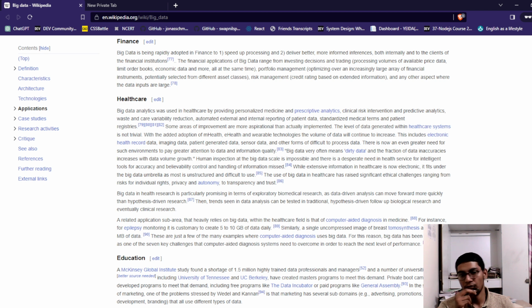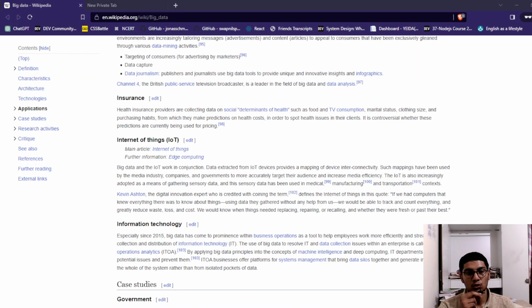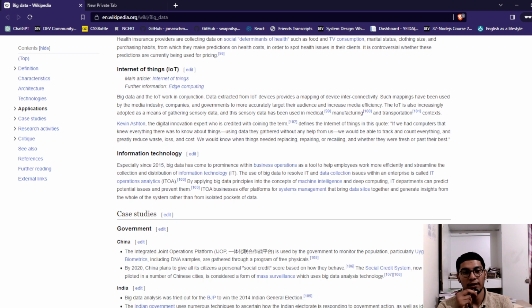The use of big data in healthcare has raised significant ethical challenges. Education, media, insurance. We can use it in the insurance field also. Insurers collect data on social determinants of health such as food, TV consumption, marital status, clothing size, and purchasing habits, with predictions of health costs in order to spot issues. It is controversial whether these predictions are currently being used for pricing.